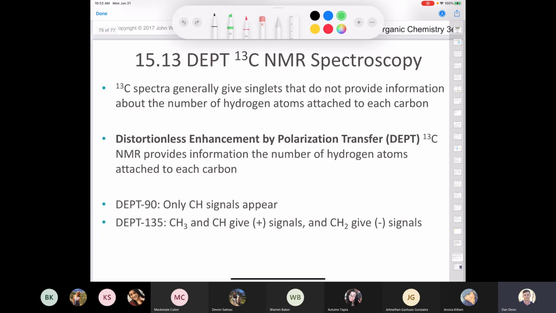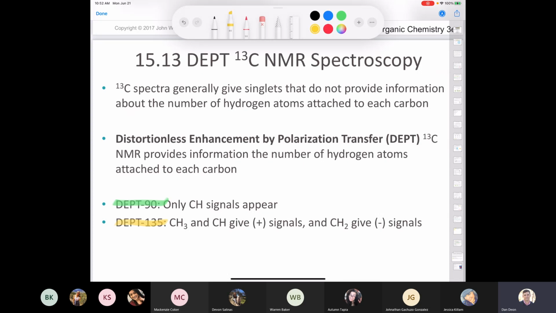There's two experiments. There's one called DEPT 90, and there's another one called DEPT 135. When you run DEPT 90, the only thing that shows up in the spectrum are methine carbons, nothing else. Like what?